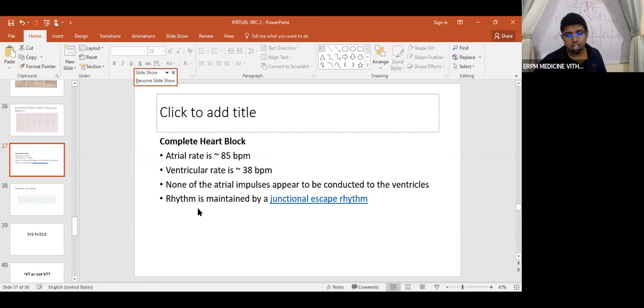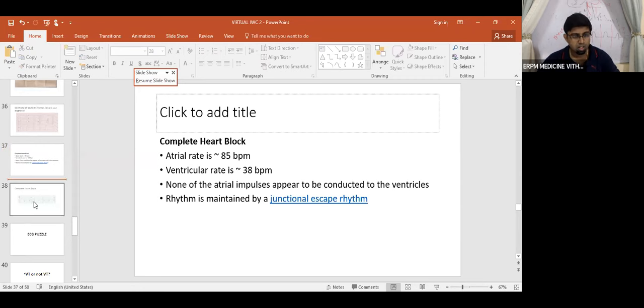The ventricle is discharging at regular intervals, but there is no connection between the right atrium and the ventricle. No connection between the atrium and ventricle. Understood? Clear? So this is what you call complete heart block. Understood, guys? Let me show you one more ECG.